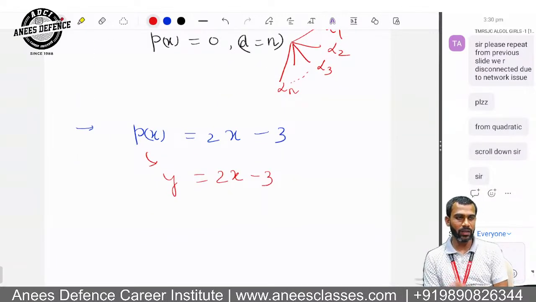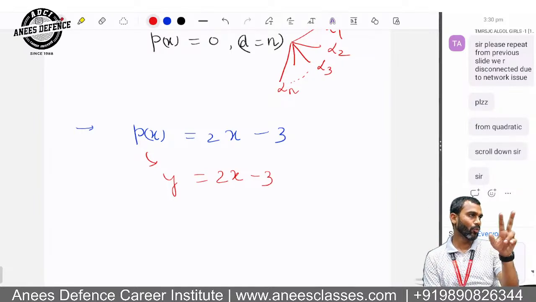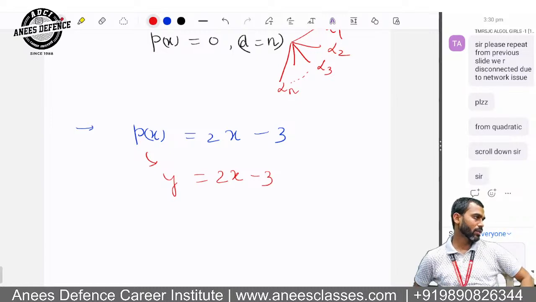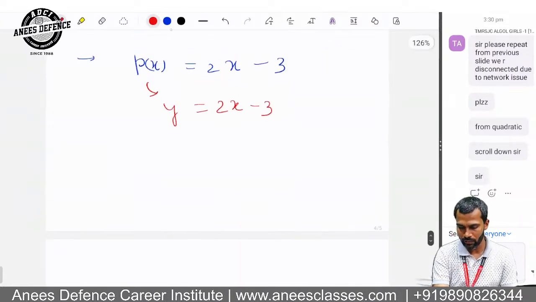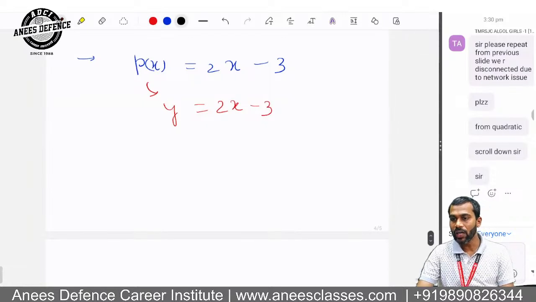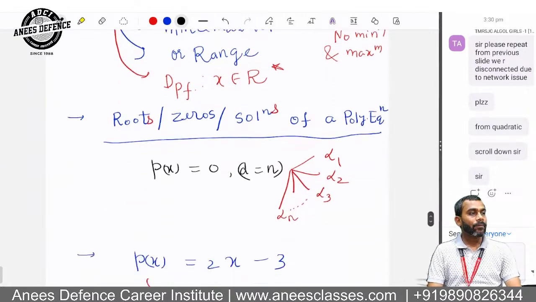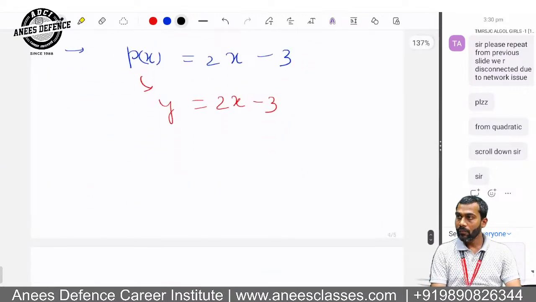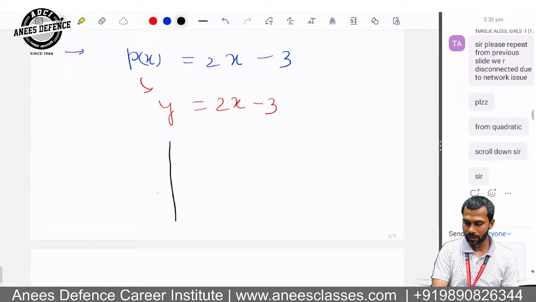You might have already studied this. Yes or no? Just put x is equal to 0, you'll get y. Put y is equal to 0, you'll get x. So you'll get 2 points. Just join both the points, you'll get a straight line. Yes or no? So let me try to draw the graph. Yes, online students, are you getting it or not? Yes. See, so this is the xy plane.